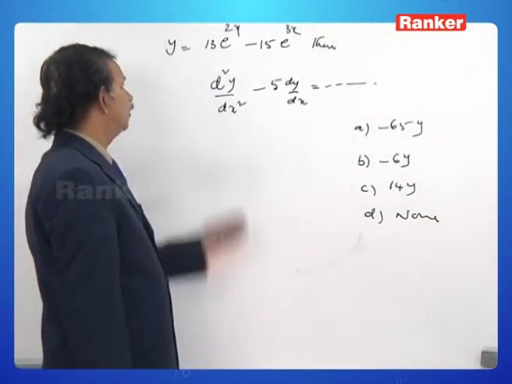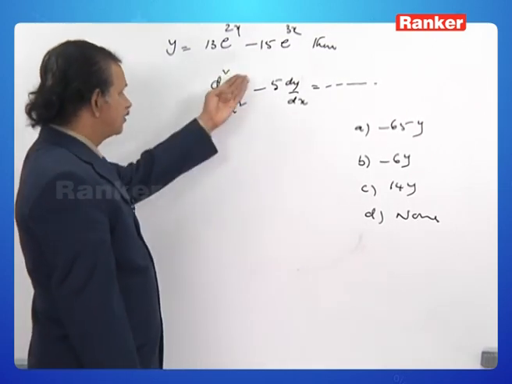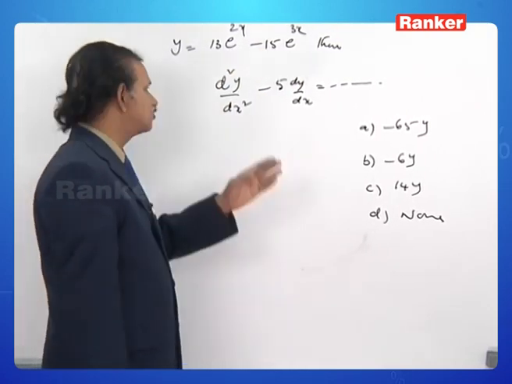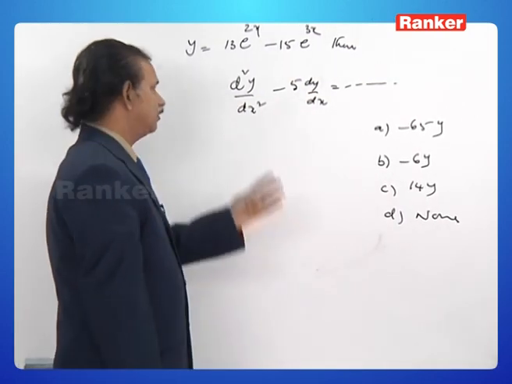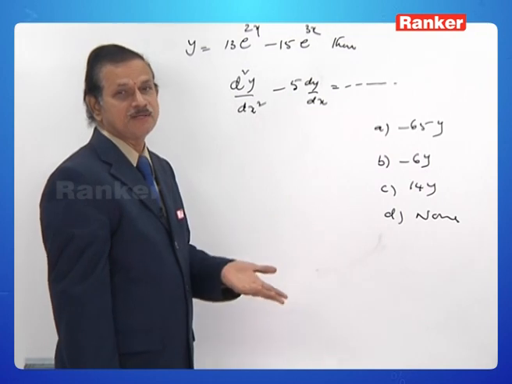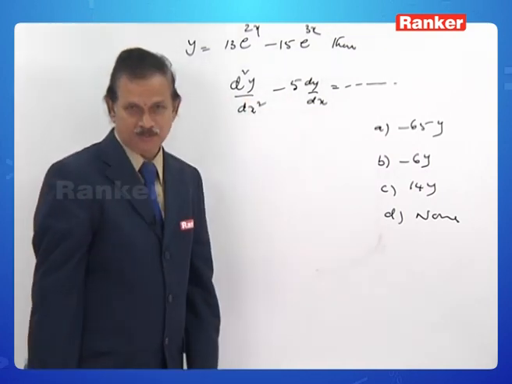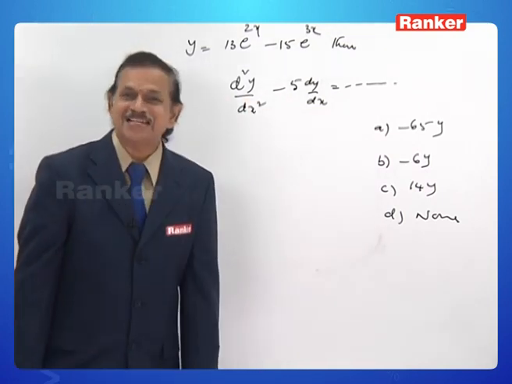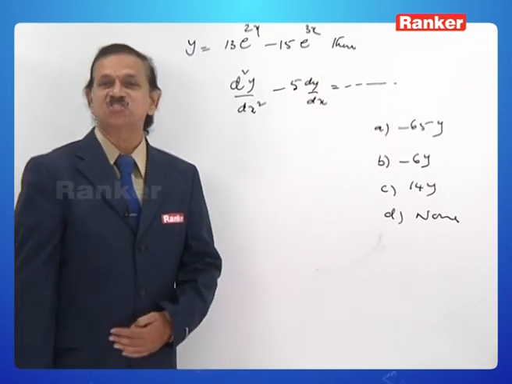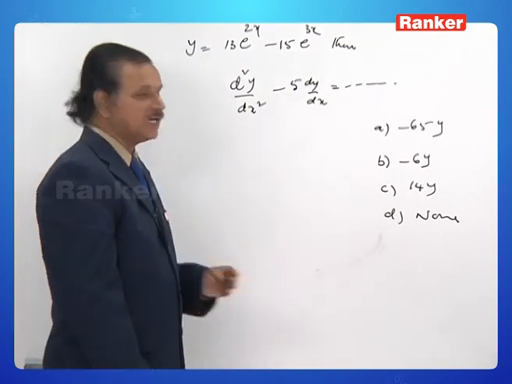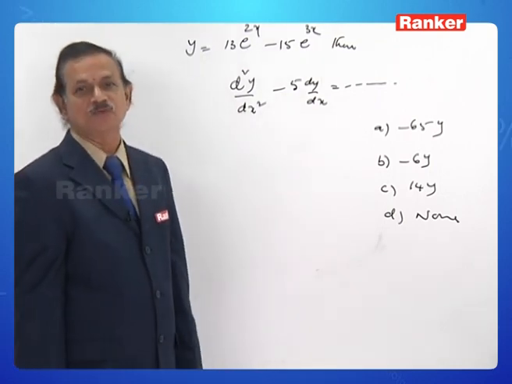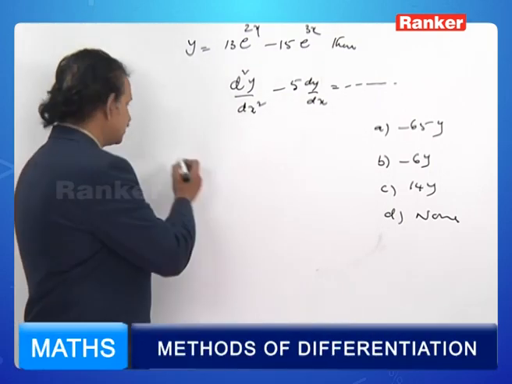You see, y is given as e power 2x and 3x. You are supposed to have d square y by dx square and 5 dy by dx. You have to find dy by dx and d square y by dx square and substitute them here. I don't say that it is impossible, I don't say that it is difficult. At the same time, there is still an easier way to get the answer. What is that? Please observe this.